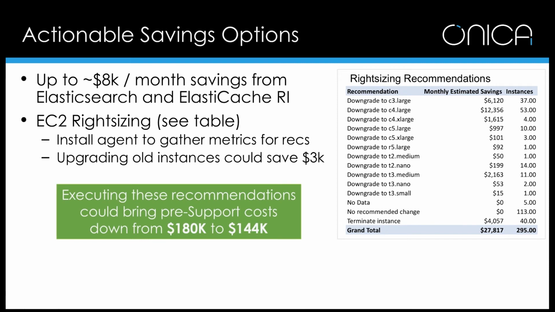Lastly, we've put together some general savings recommendations for this customer to help them get from about $180K in spend a month all the way down to $144K a month. And we can see these savings coming from services like Elasticsearch and ElastiCache reserved instances, as well as taking care of some EC2 right sizing, so downgrading instances that are oversized and underused right now, basically paying for more machine power than you need, as well as terminating instances that are at this point just going totally unutilized.